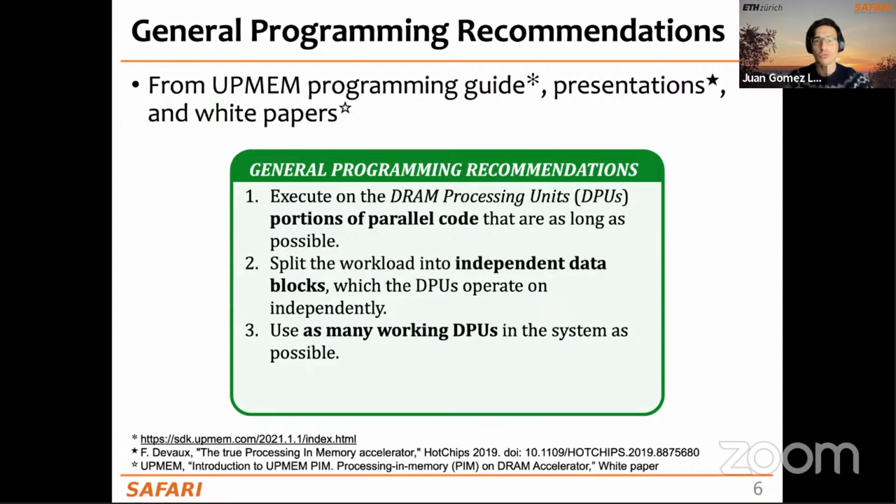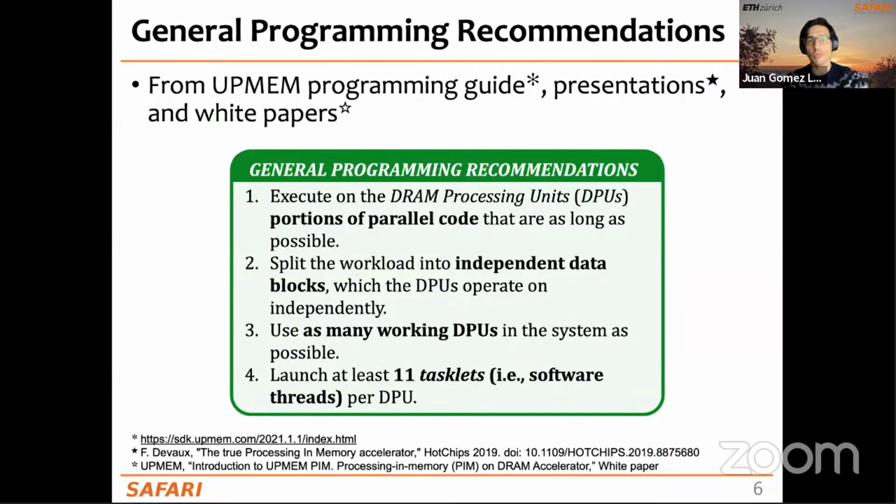And the fourth programming recommendation was to launch at least 11 tasklets or software threads per DPU. The reason for that is something that we also discussed in the previous lecture, when we were presenting the microarchitecture of the UPMEM-based PIM system, the UPMEM DPUs, and we were micro-benchmarking these DPUs, and we observed that the throughput of the arithmetic pipeline saturates at 11 tasklets.